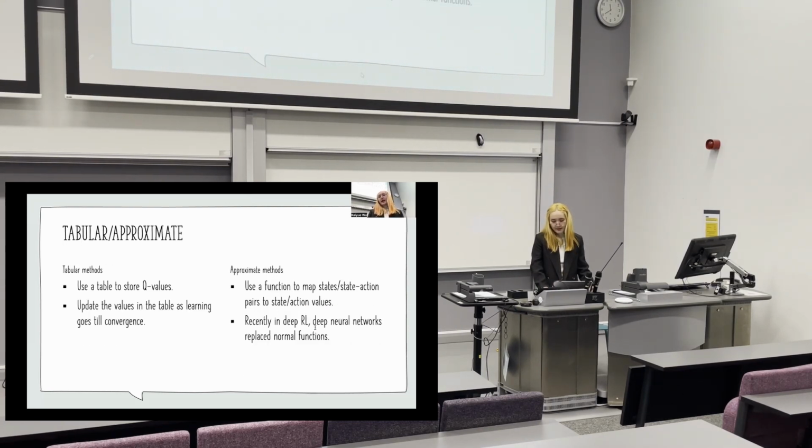The next pair is the tabular or approximate methods. The tabular method uses a table to store Q values and update the values in the table as learning goes to convergence, while the approximate methods use a function to map states to state values or state action pairs to action values. And recently, due to the prosperity of deep learning, people started to use deep neural networks to replace normal functions.